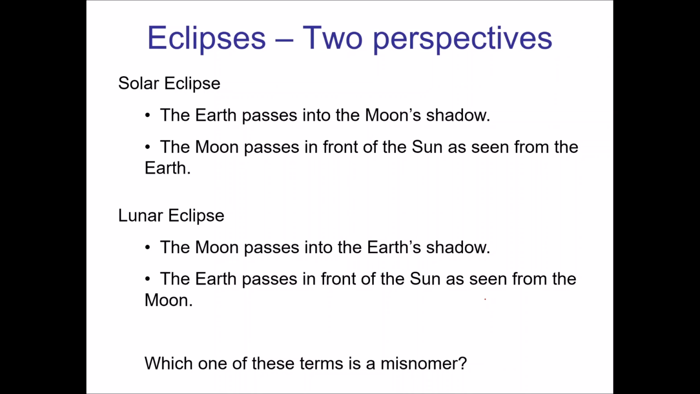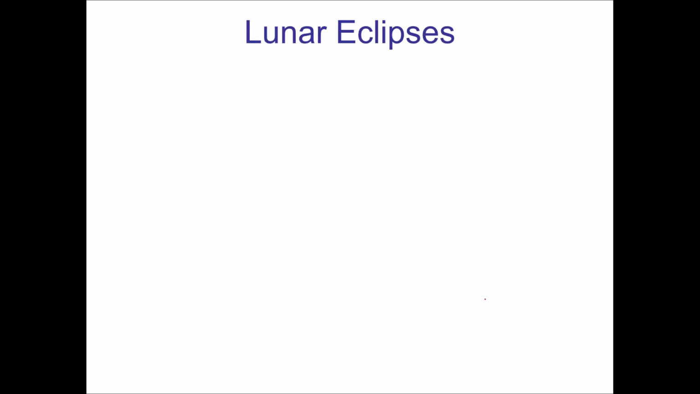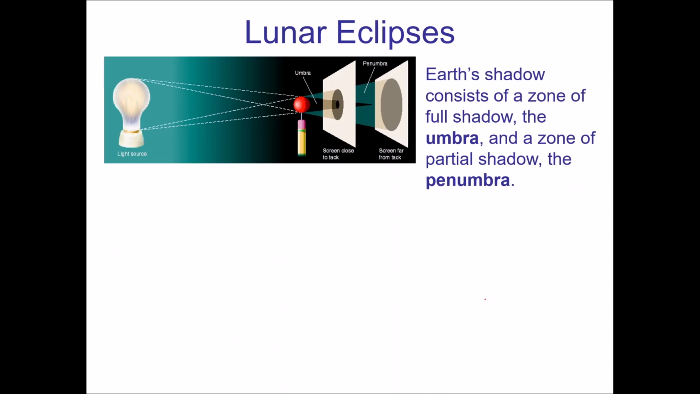Now, there's a word on here that's key to helping you understand eclipses, and that word is shadow. So we're going to talk about shadows a bit. This picture here illustrates the two types of shadows that objects can create. We have a light source here, it's a light bulb, and we have this obscuring object, this little red ball on the end of a pencil. And you can see that that ball produces two types of shadows.